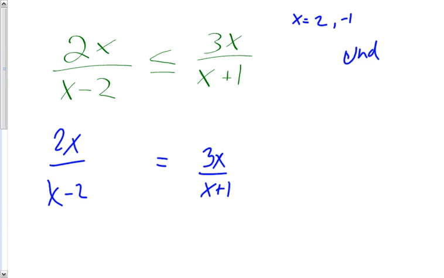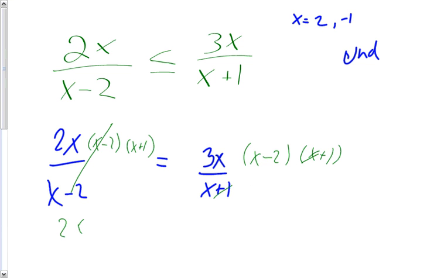And then find the LCD and multiply through. In this case, it's pretty easy. It's x minus 2, x plus 1. Cancel out terms. So I have 2x times x plus 1 equals 3x times x minus 2.